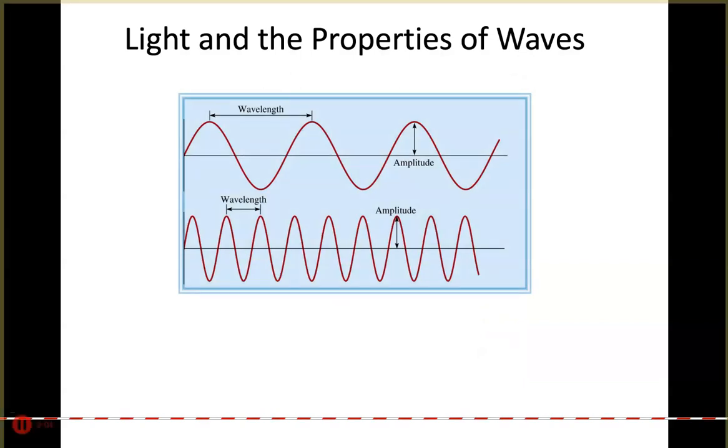Light and the property of waves. What light actually is, to the best of our theoretical knowledge, and no one knows beyond this, is that it is a vibration in the electromagnetic field. What is a field? Well, a field is something that permeates every space in the universe.